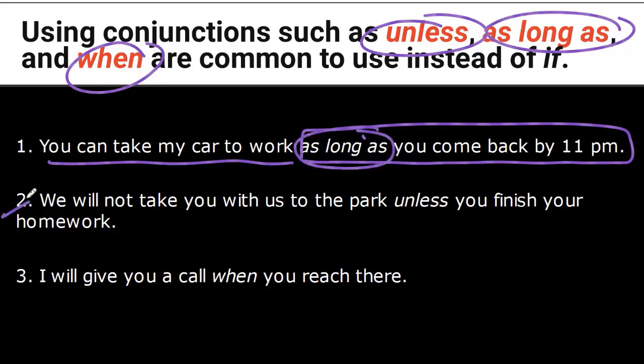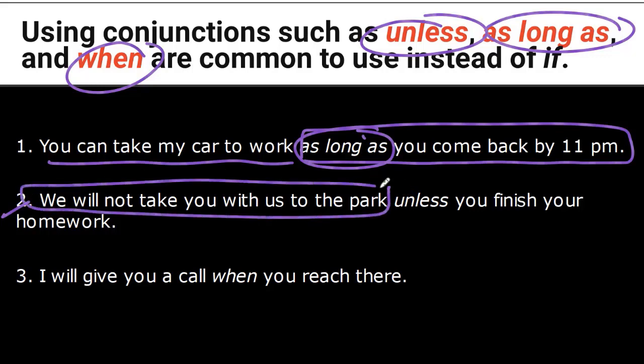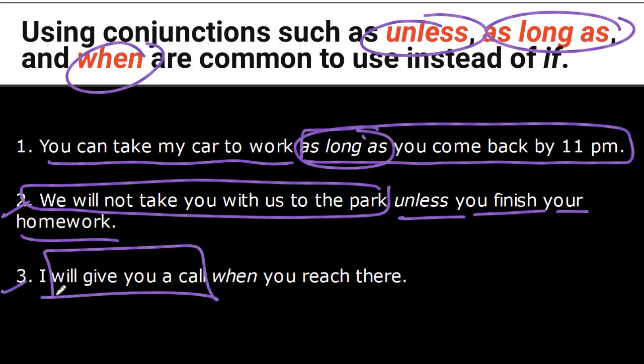All right. Second example: we will not take you with us to the park. We will not do this, right? Unless you finish your homework. So unless basically means if you don't finish your homework, we will not take you to the park with us, right? Unless you finish your homework, we will not take you with us to the park. Number three: I will give you a call. I will do this when you reach home.